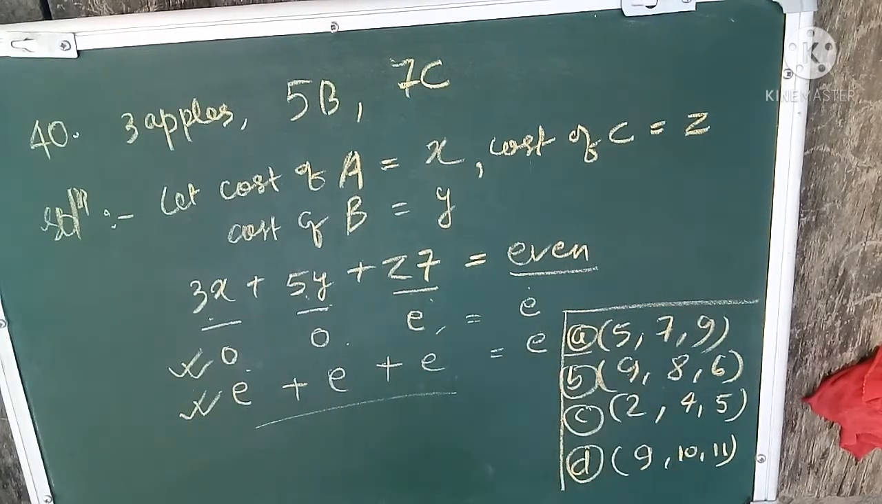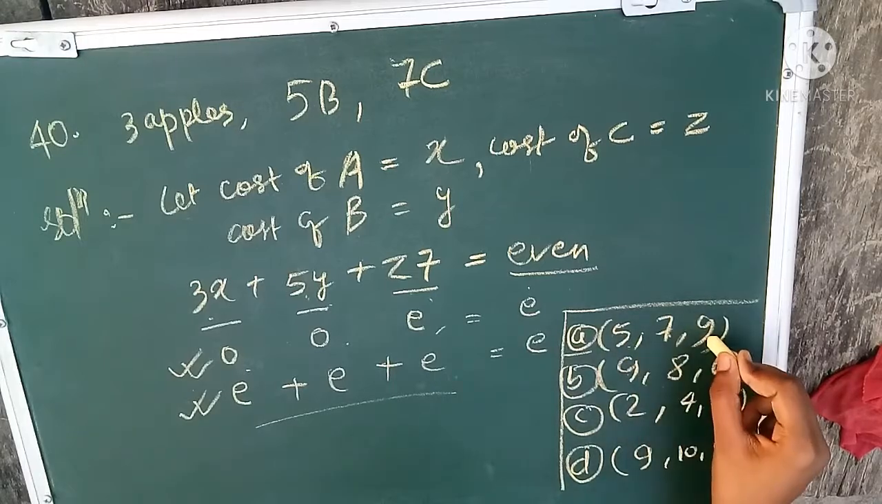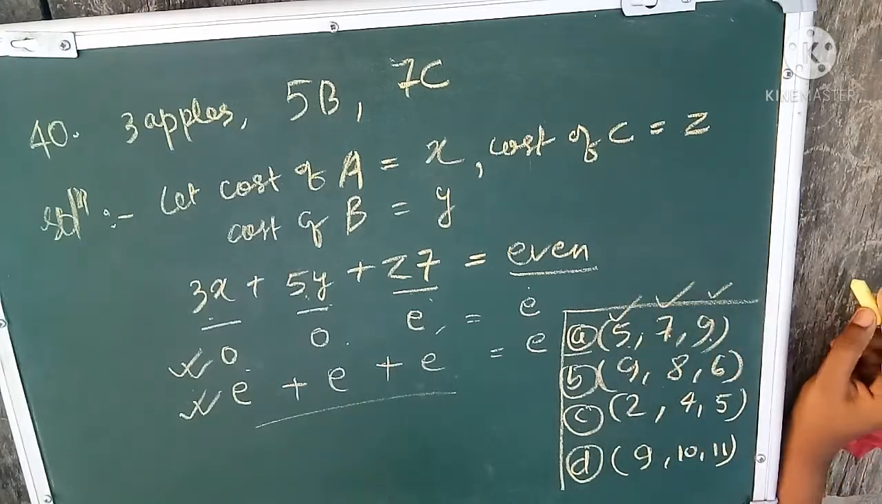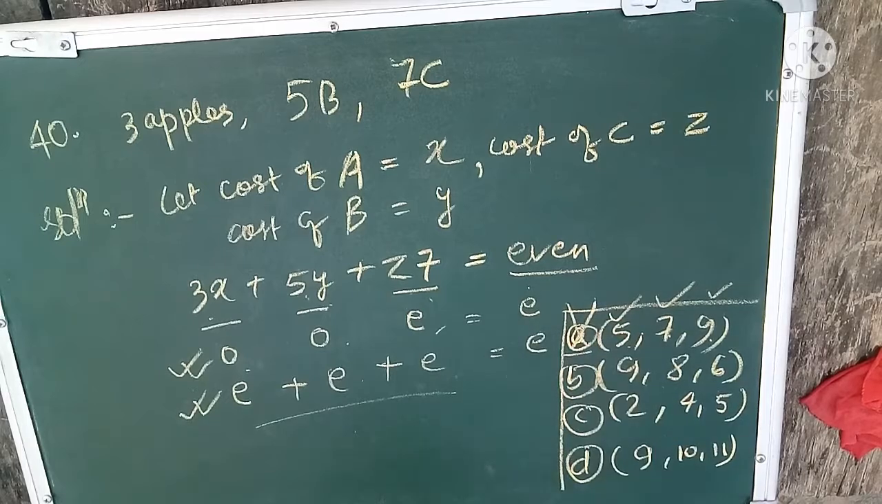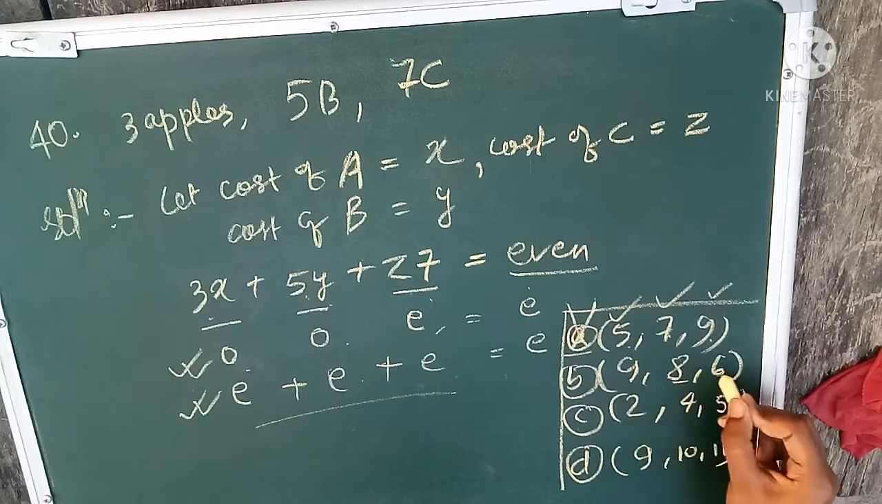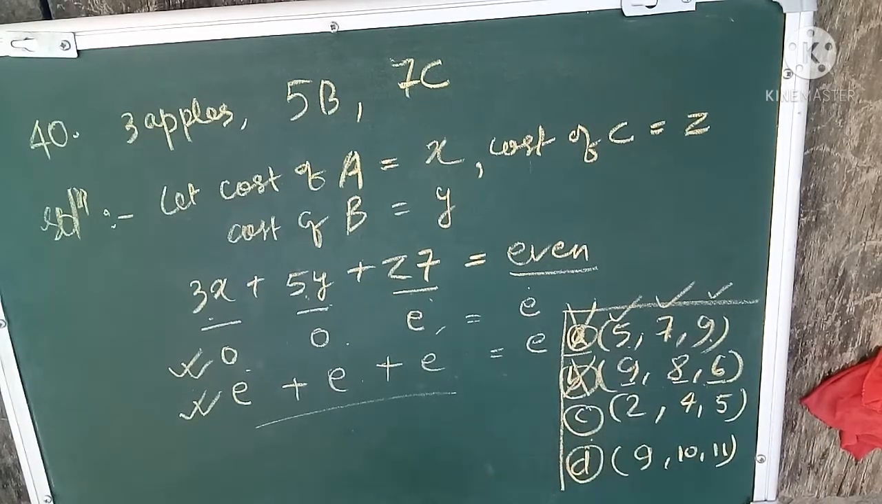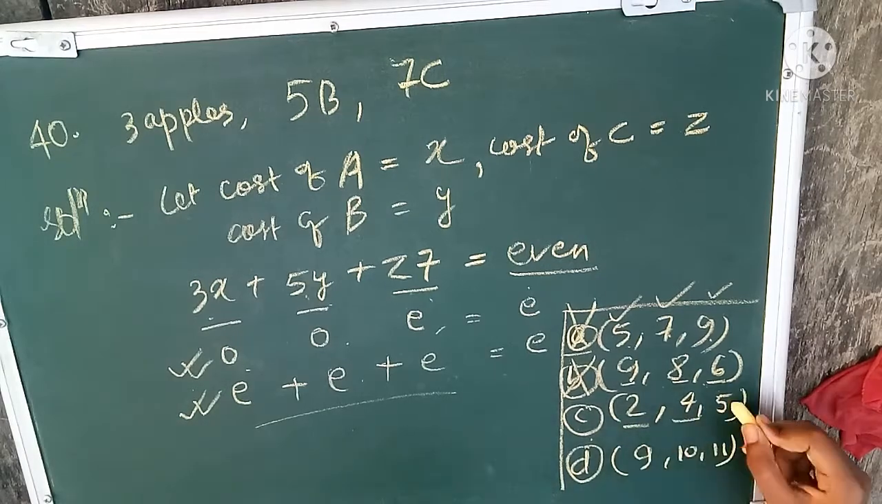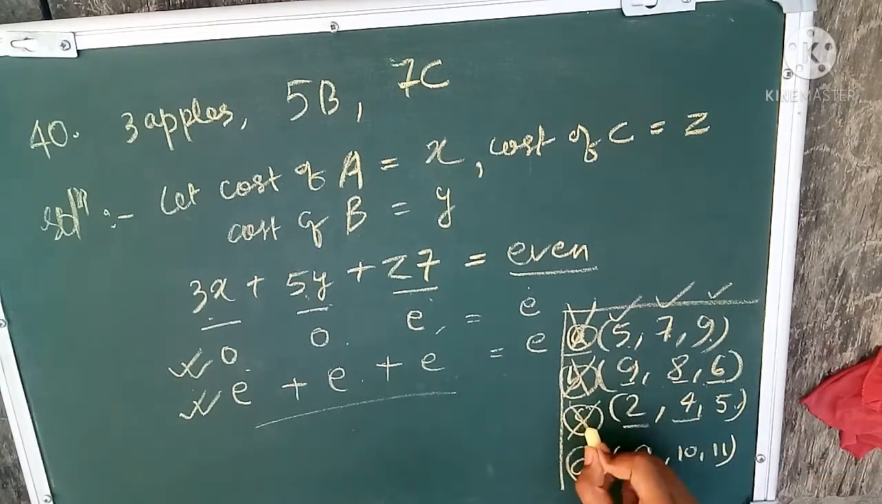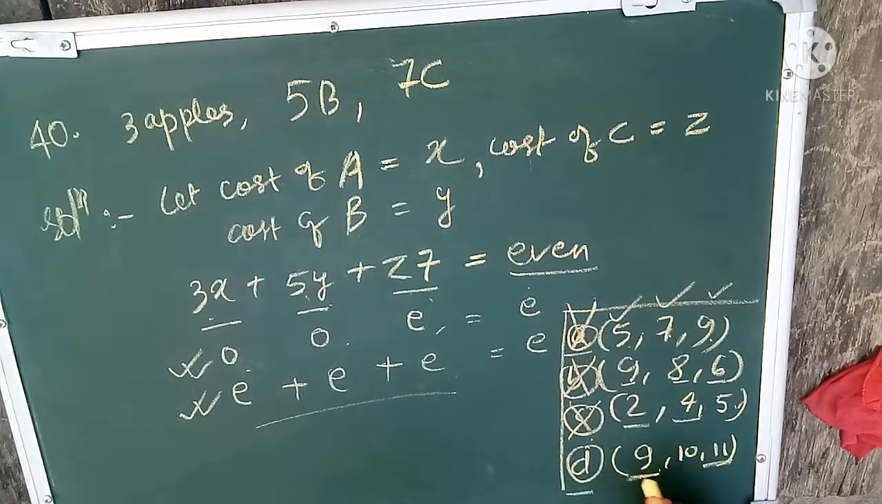So in the first option we can see that we have 5, 7, 9 and all 3 are odd. So this is not the correct option. In option B we have 2 evens and 1 odd, which is also not true. In option C we again have 2 even numbers and 1 odd number. This is also not true. In option D we have 2 odd numbers and 1 even number, 10. Thus we can say that the correct option is option D, that is 9, 10 and 11.